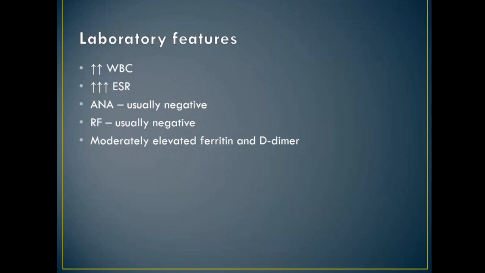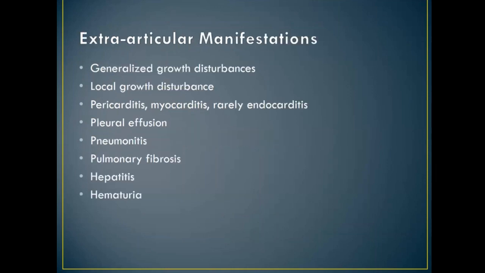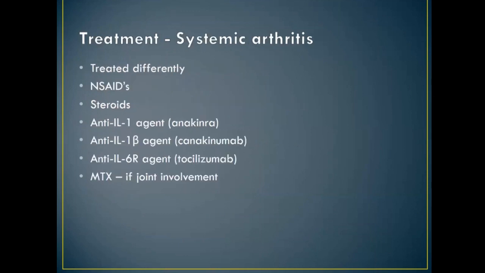And the labs here, so most of these patients will have an elevated ferritin, but not everyone. Some of them will have an elevated ESR, elevated white blood cell count. The ANA and the rheumatoid factor could be negative. They could have an elevated D dimer. And there's a lot of extra-articular manifestations. So some of these patients could have hepatitis, hematuria. They could have a pulmonary fibrosis or an interstitial lung disease. We could have pericarditis, myocarditis, growth disturbances.